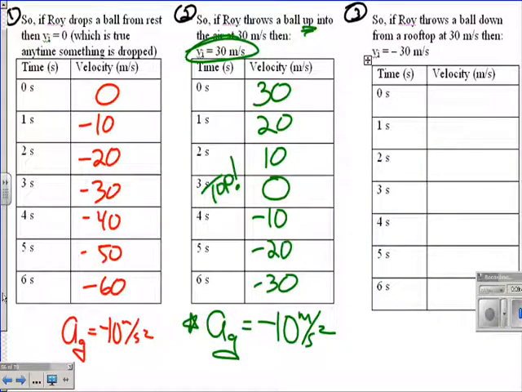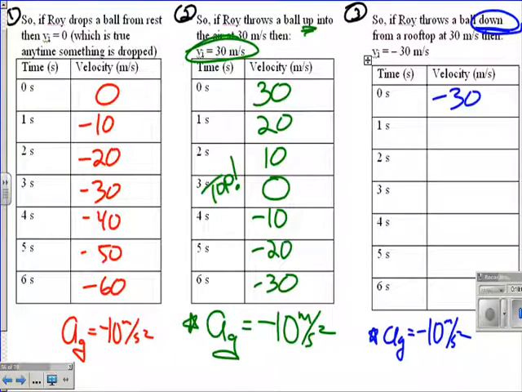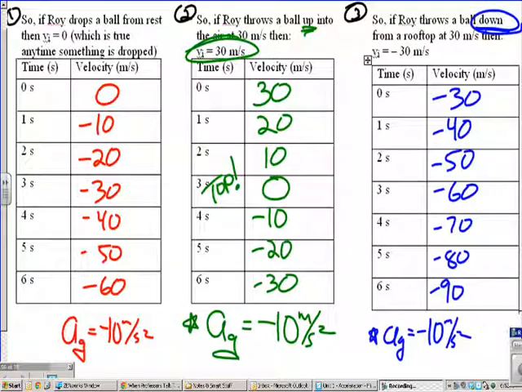The third example is, what if you throw the ball down from the rooftop? Again, as soon as you let go of it, it's going to be in free fall, so here's your acceleration. The velocity is going to start at negative 30. Right when you let go of it, the ball is already moving down at 30 meters a second, and then it goes down faster and faster. Cool? So anytime something is in free fall, anytime you drop or throw a ball, automatically your acceleration is going to be negative 10 meters a second squared.